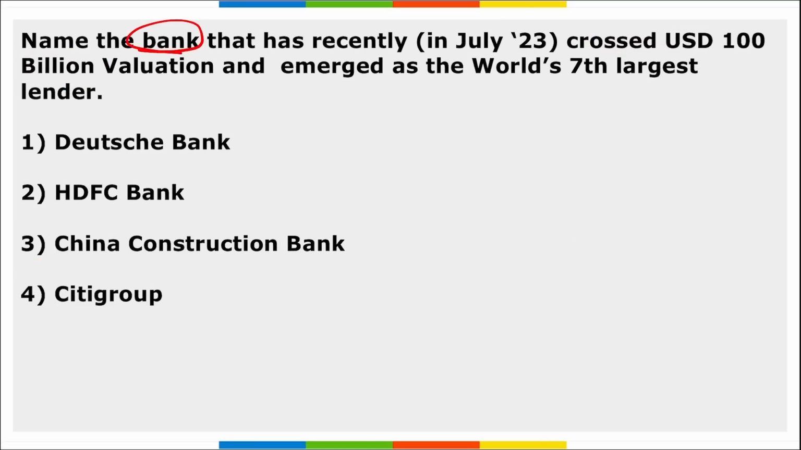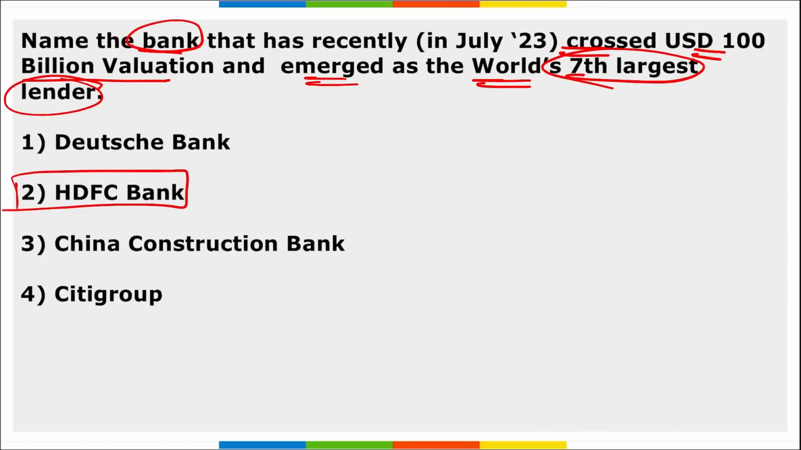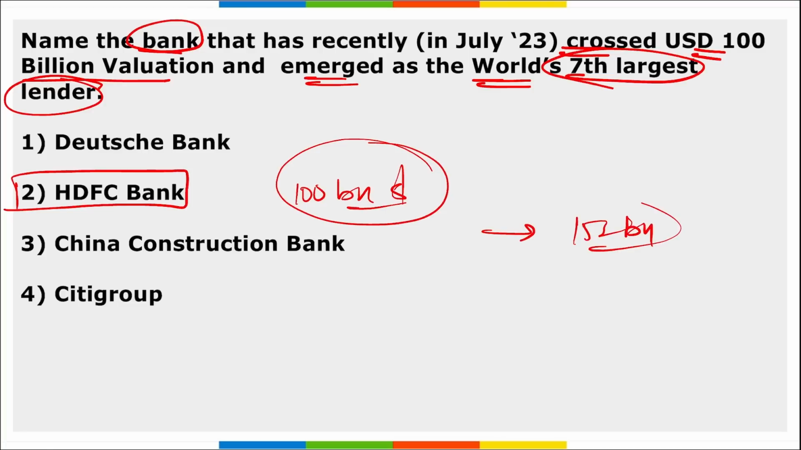Next, name the bank that recently crossed $100 billion valuation and emerged as the world's 7th largest lender. Which is it? It is HDFC Bank. Correct? HDFC Bank has crossed the $100 billion market cap valuation, and the value at which it traded is $152 billion. Correct? But coming back, it became the world's 7th largest bank, and they have crossed $100 billion MCAP.